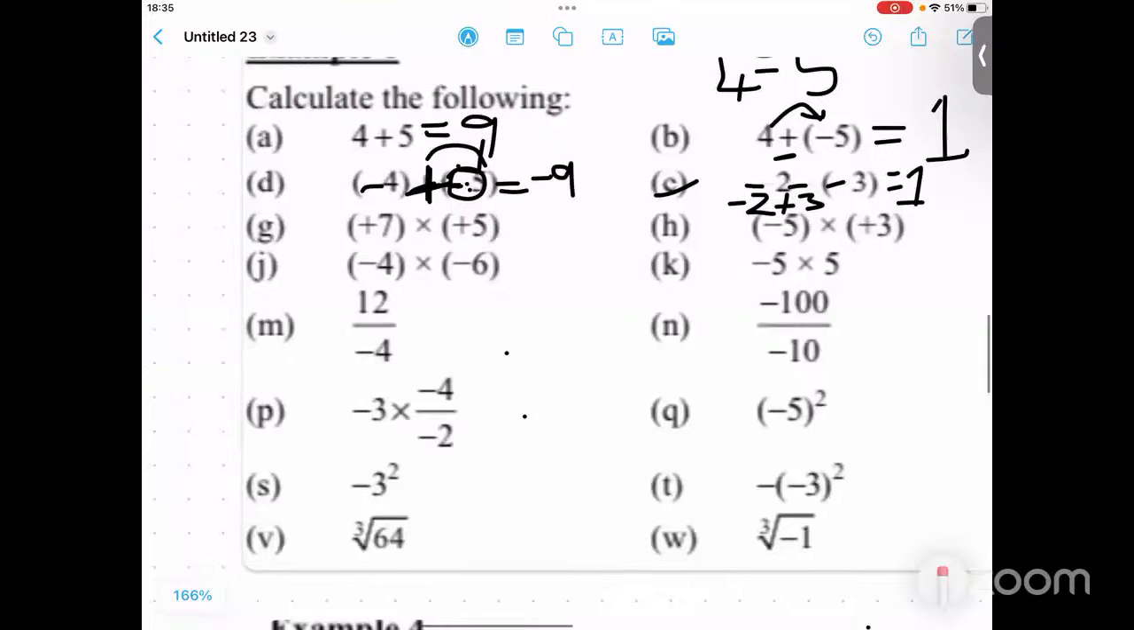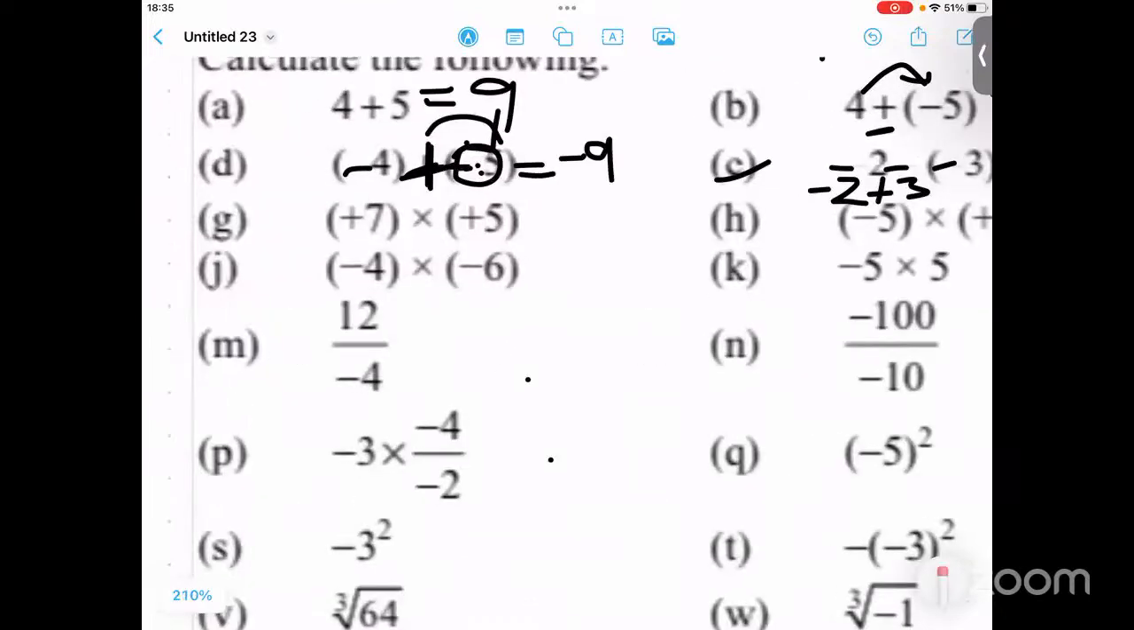Okay, now let's go to our G. Our G says plus, in brackets, positive 7 multiplied by, in brackets, positive 5. What's the first thing that we're going to do? Remember, guys, no use of a calculator. We only use a calculator to verify if our answer is correct.